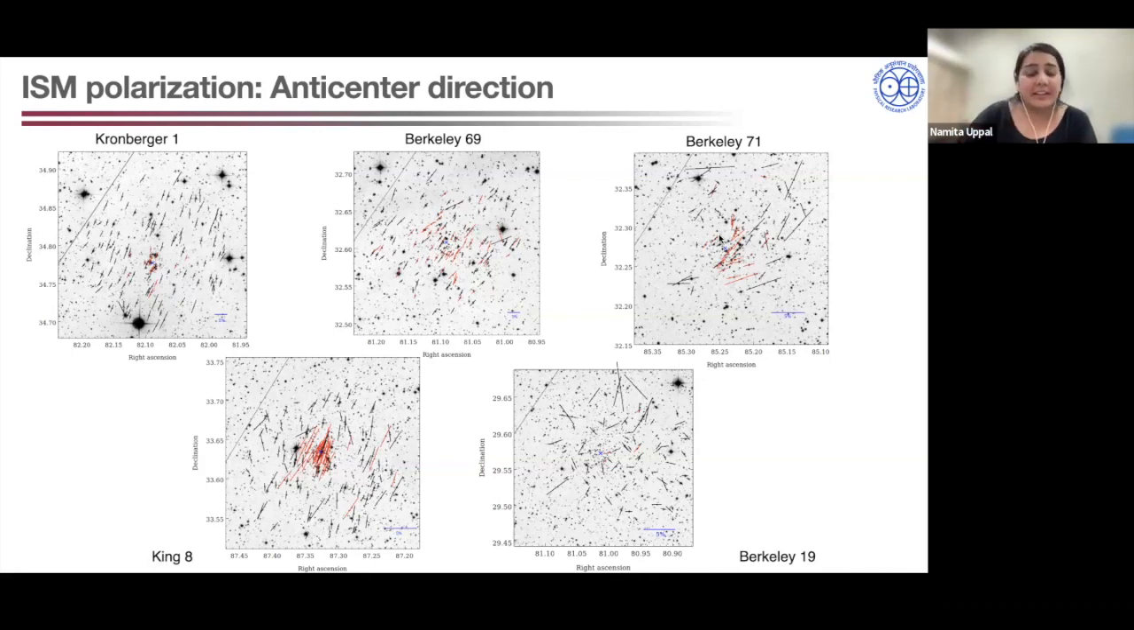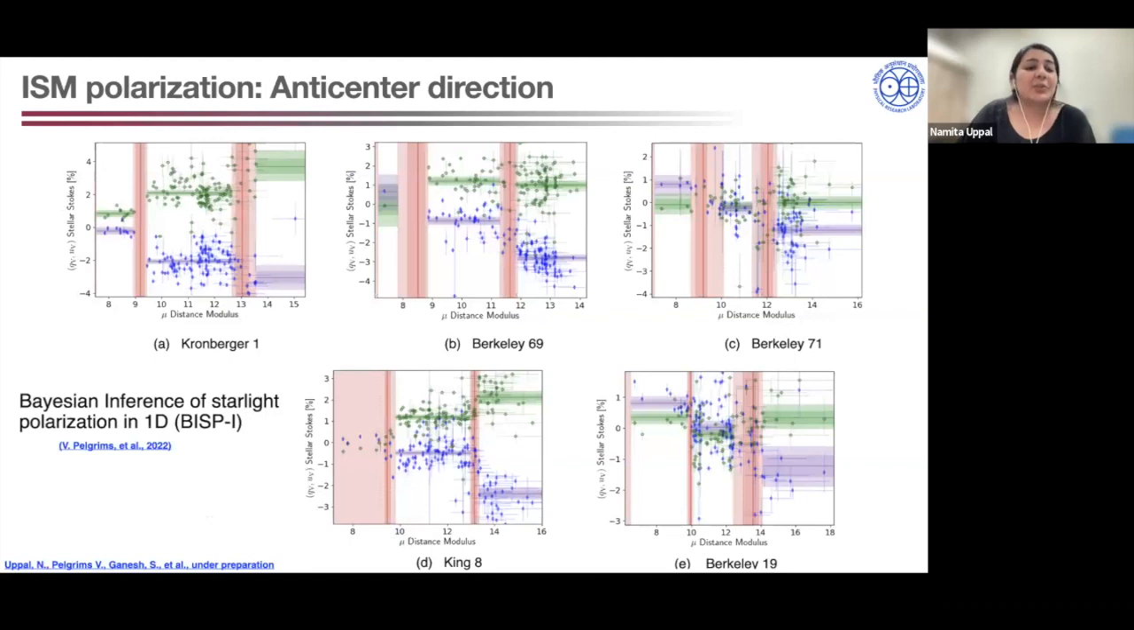So we combined the whole polarization data with the distance information to see how many dust clouds are there and at what distance they are located. We have done this exercise with Vincent using his algorithm on Bayesian inference of starlight polarization. And here we are interestingly finding that in each line of sight there are at least two dust layers present before the cluster.